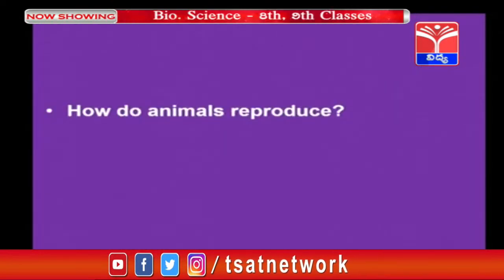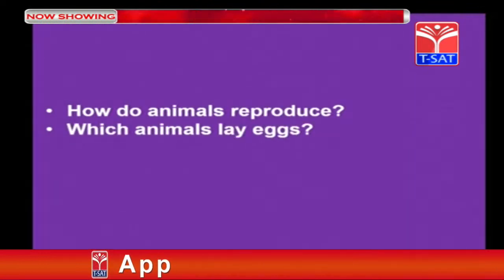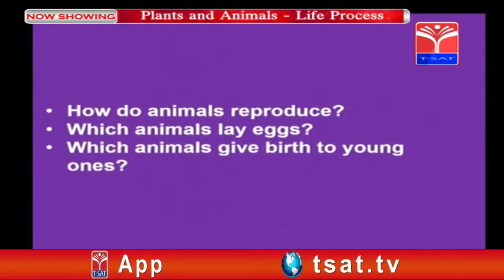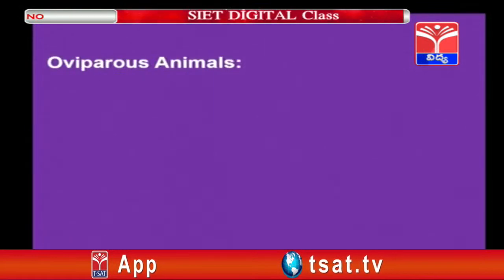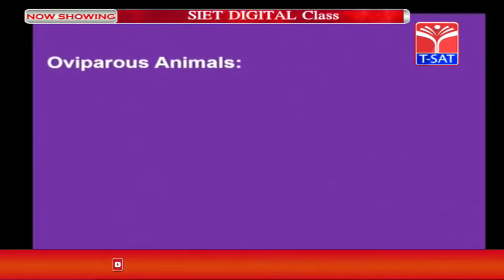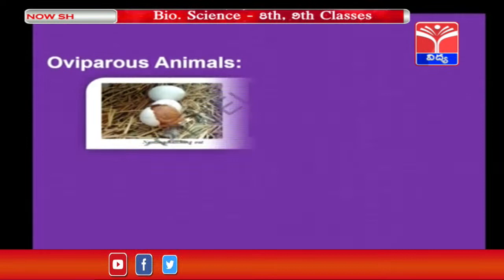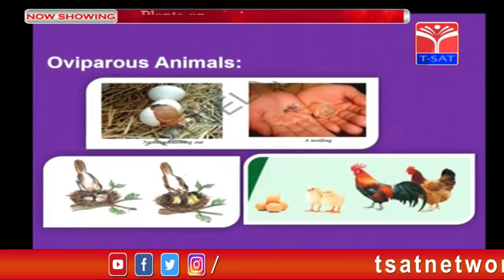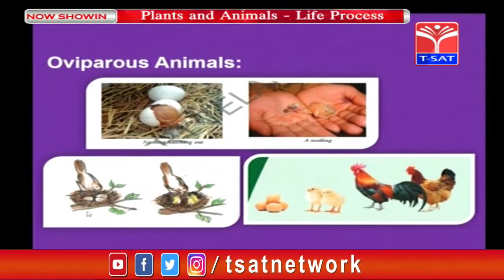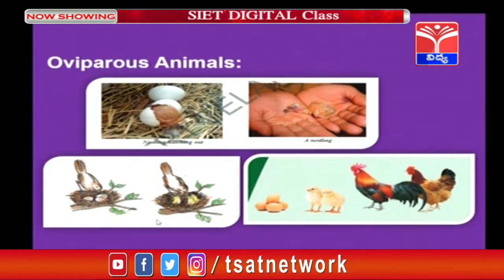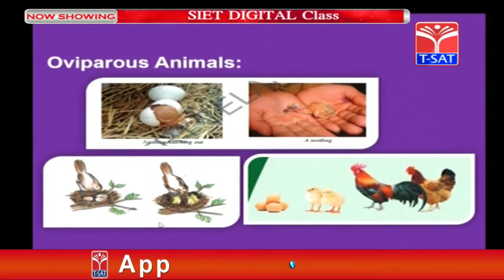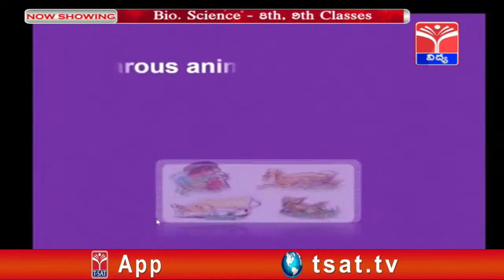Is it amazing? How do animals reproduce? Which animals lay eggs? Which animals give birth to young ones? Some animals lay eggs, incubate them and grow up the young ones. They are called oviparous animals. Usually birds lay eggs. Lizards, snakes, fishes lay eggs. So some animals lay eggs. They are called oviparous animals.